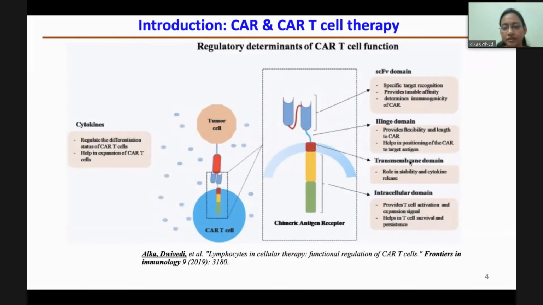Apart from these domain functions, there are some cytokines secreted in the environment. They also regulate the differentiation of these CAR T cells and help in their expansion. With these regulatory determinants of CAR function, we recently published a review article in Frontiers in Immunology from our lab.